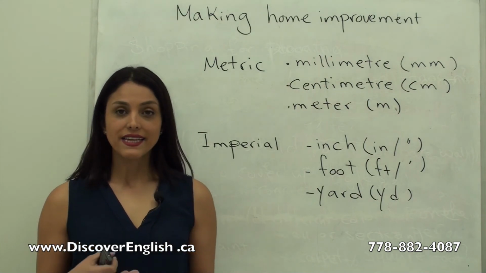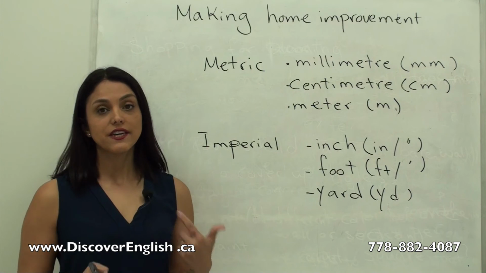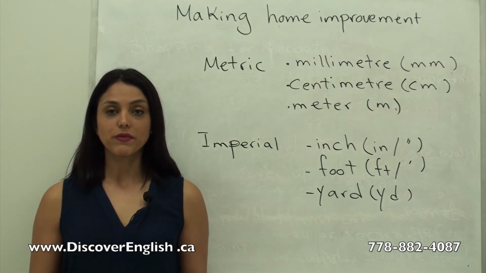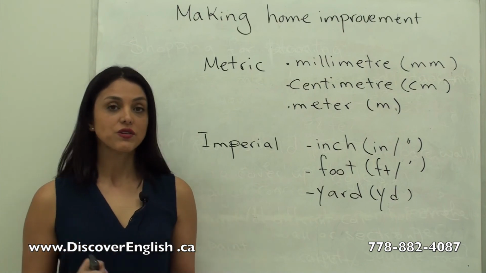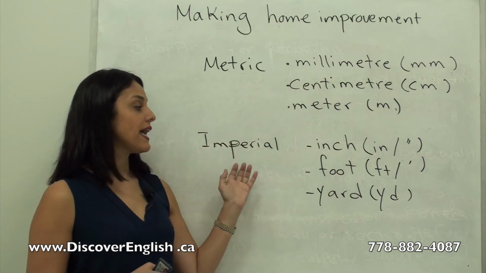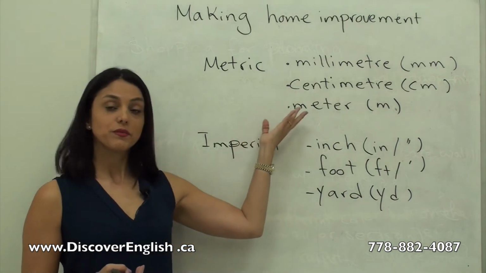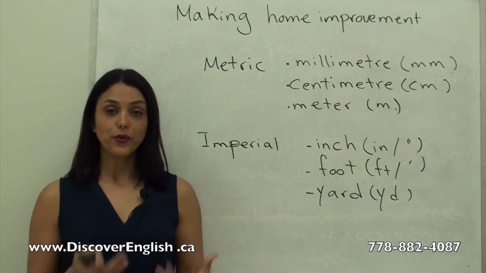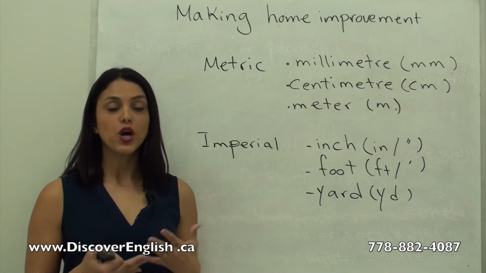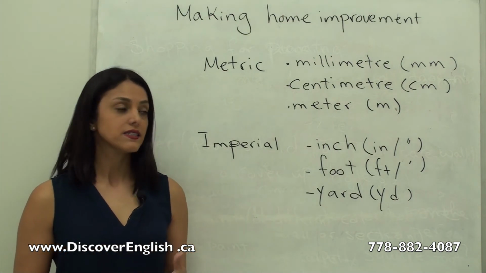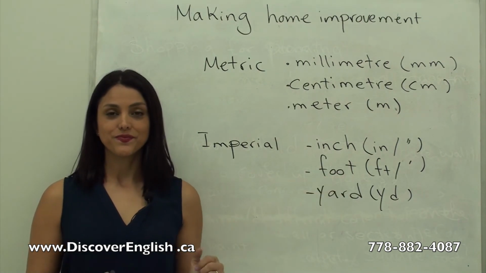The other and last thing that I would like you to know is the different units that we use for measurements. Two common units that we use for measurements are metric and imperial. Metric, like millimeter, centimeter, and meter, is European. The other one, imperial, which is more common in the United States and Canada, uses inch, foot, and yard.